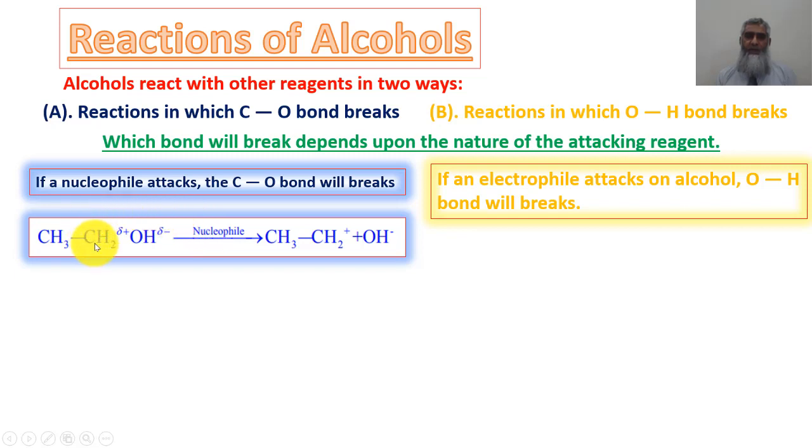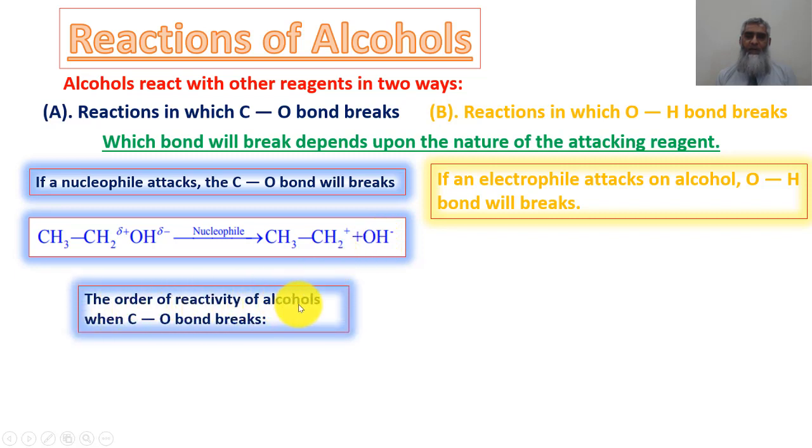It requires the nucleophile site. Carbon has partial positive charge, so nucleophile will attack on this carbon atom. As a result, carbon-oxygen bond will break up. So bond will break up from this carbon and oxygen position. So the product produced will be ethyl positive ion and OH negative ion.